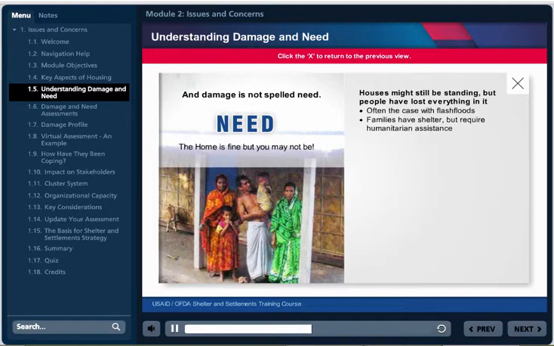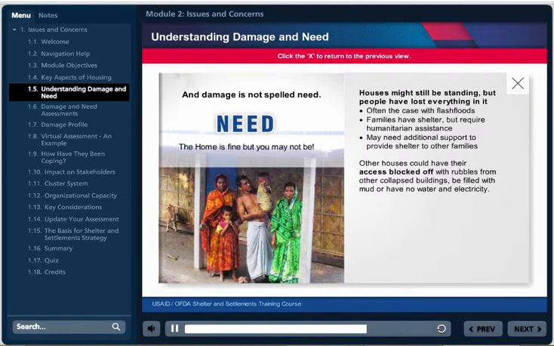In addition, they may have taken in 2 or 3 other families whose houses have collapsed. They may need additional support to provide shelter to these families. Other houses could have their access blocked off with rubble from other collapsed buildings, be filled with mud, or have no water and electricity. It is important that we consider their wider need for assistance beyond visible damage.